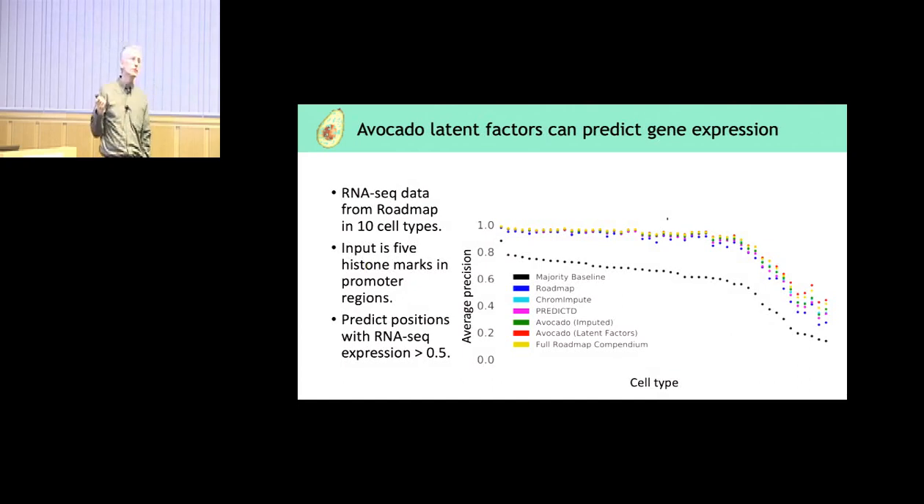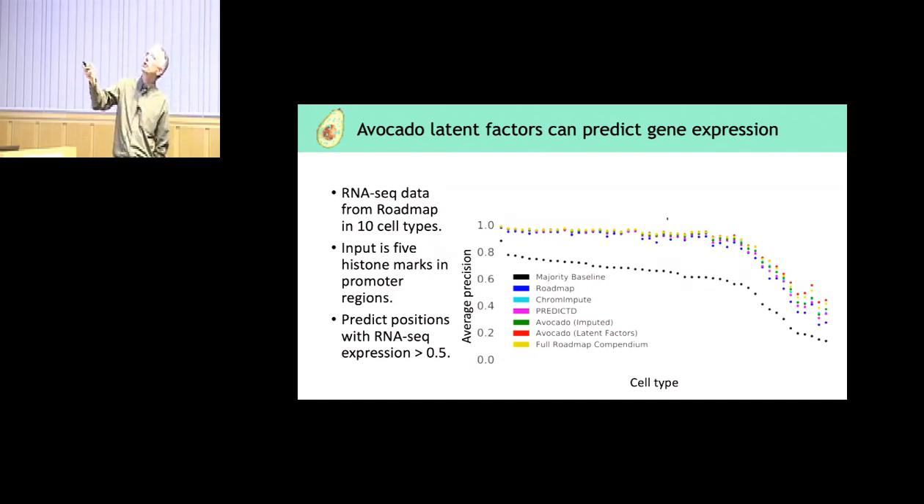So the first experiment we did was predicting gene expression. So what we're doing is we're taking RNA-seq data from the roadmap project in 10 different cell types. And we're inputting 5 histone marks in promoter regions and predicting positions with RNA-seq expression greater than 0.5. So this is a fairly standard way to frame this prediction task as a classification task. And actually, I wrote 10, but that's from an older version of this slide. There's obviously many more than 10 cell types here.